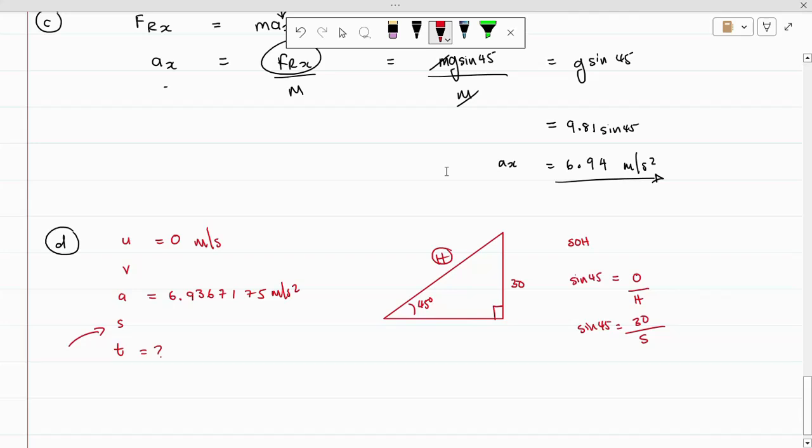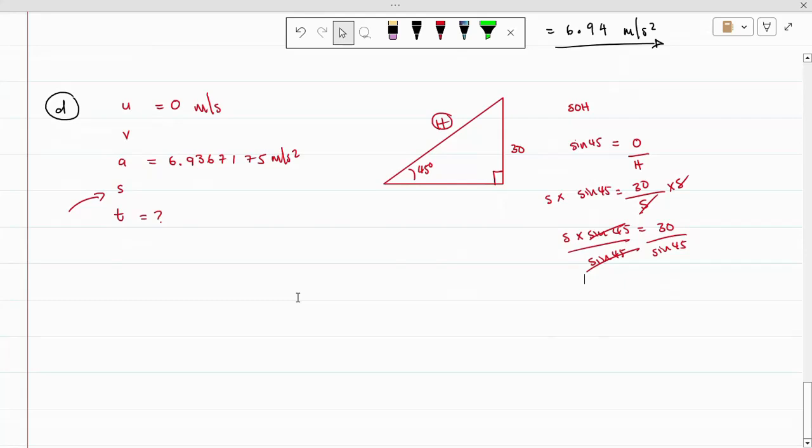So to get the displacement, you can multiply both sides by S to cancel, but you have to now multiply this side by S. So now you've got S multiplied by sine 45 is equal to 30. Divide both sides by sine 45. That's going to cancel here. And now you're going to get displacement is equal to 30 over sine 45. I'm just going to leave it as this, as an exact value, so that when you put it into the calculator, it gives us a more exact value.